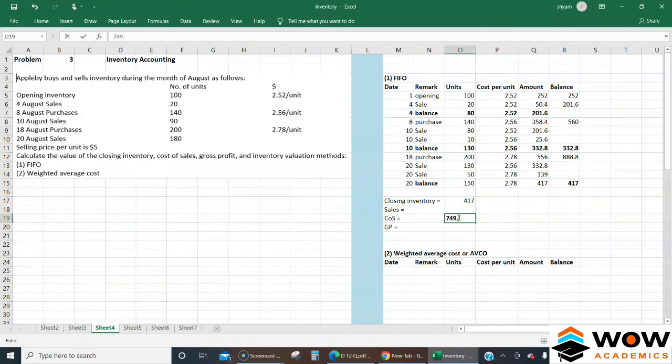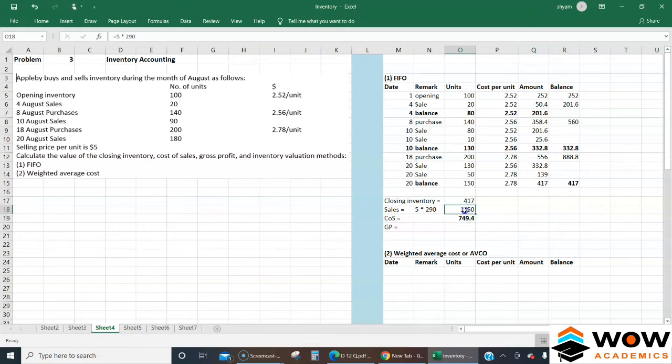749.4. Okay, so how do we find the sales amount? See, each unit is sold for 5 rupees. All we need to get is how many units have been sold. Okay, 20 units, 90 units. So 20 plus 90 is 110. 110 plus 180 is 290. So 290 units have been sold. We can just get the answer quickly.